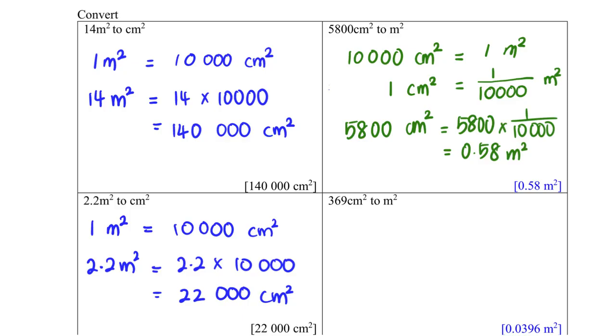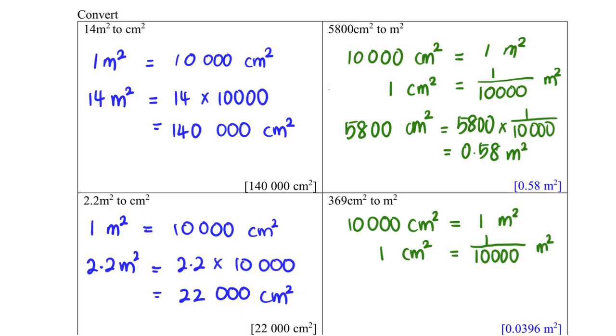I repeat this again for my last conversion. Start off with 10,000 cm square equals to 1 meter square. And I'm going to divide by 10,000 so that I can get 1 cm square. And when you do that, you can write as such, or in some cases people do write it as 0.0001 in decimal, by all means.